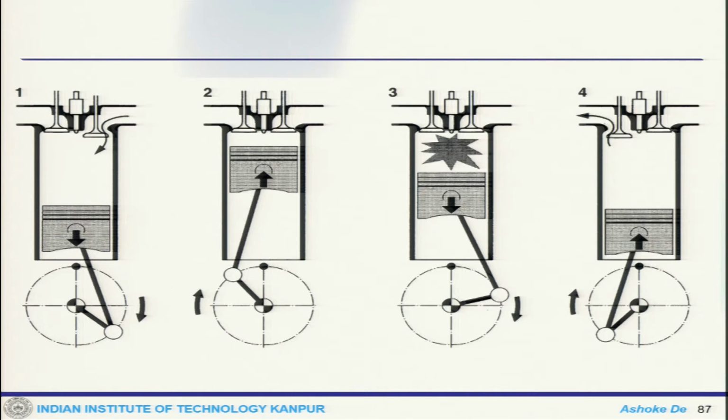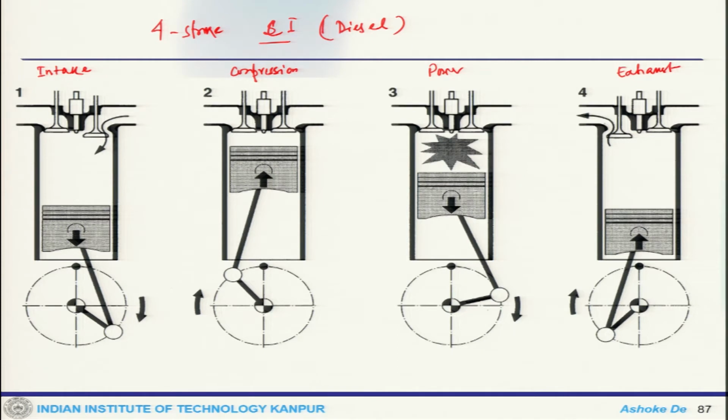Now, this schematic is the 4 stroke CI engine or diesel engine cycle. The first one is intake, the second one is compression, the third one is power, and this is exhaust. So, these are again the 4 strokes, like your SI engine.